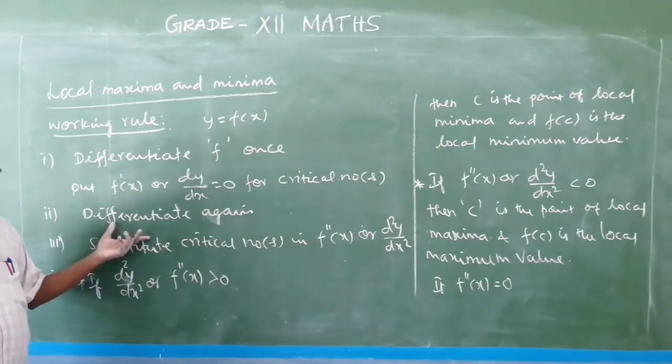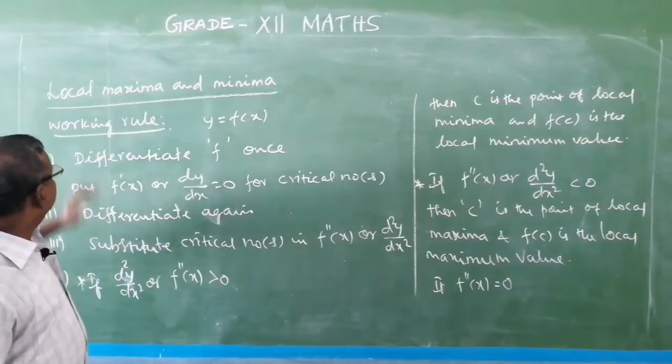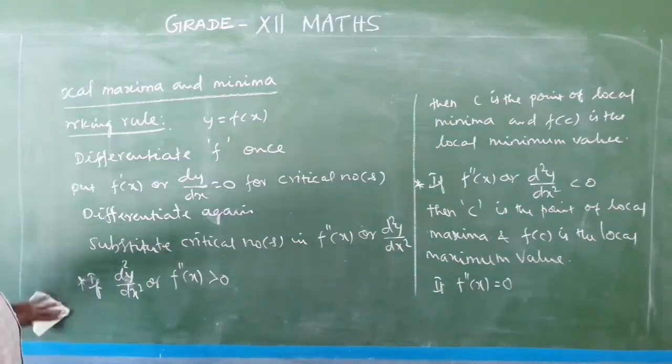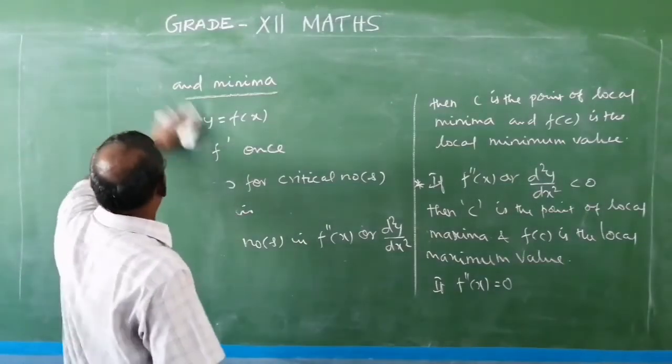So, this is the procedure for finding the local maximum and minimum. Let us solve the problems related to the local maximum and minimum. Then later we can find the absolute maximum and minimum using the first derivative test.